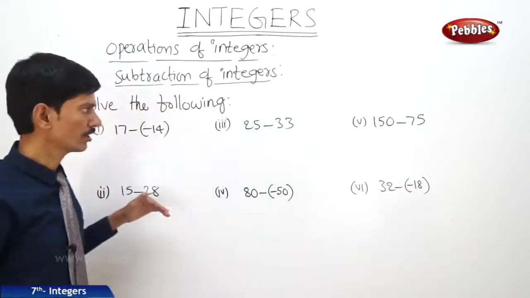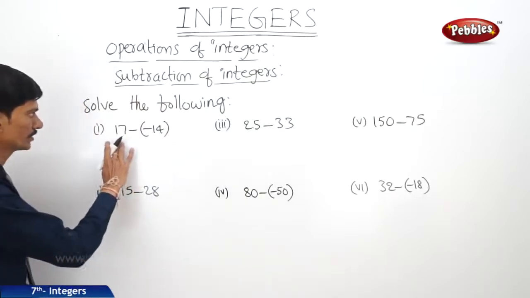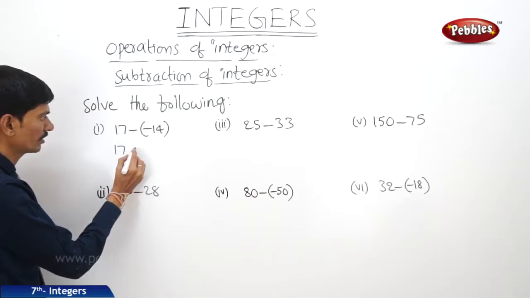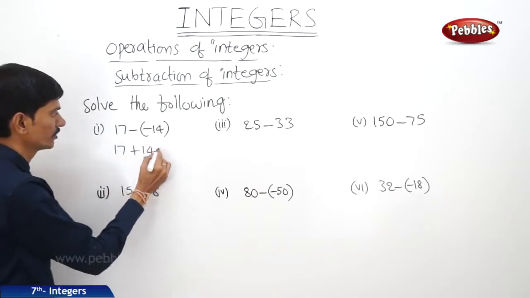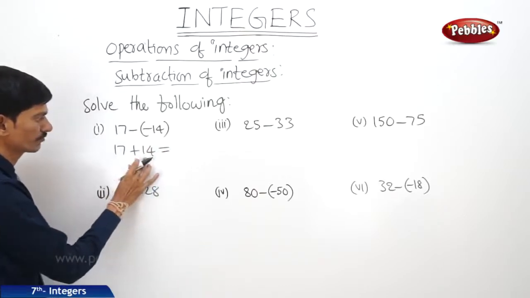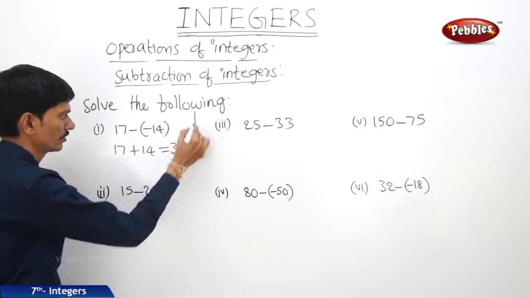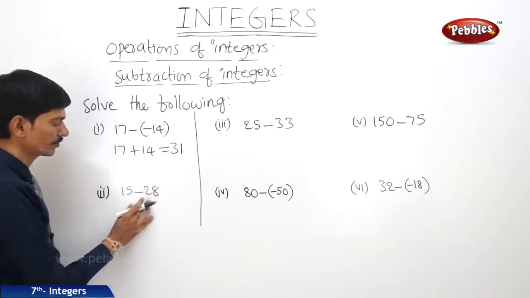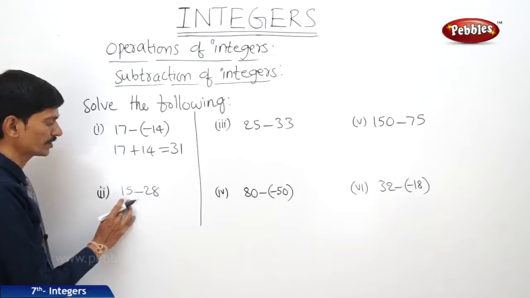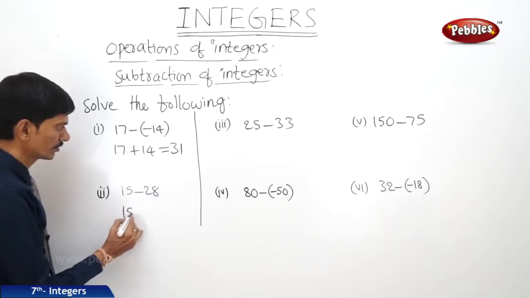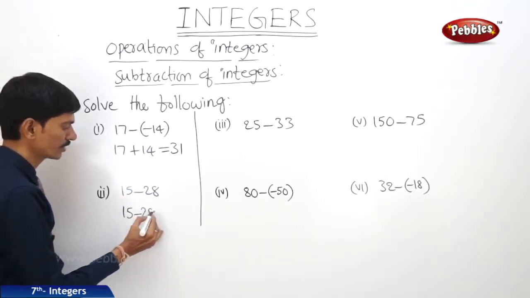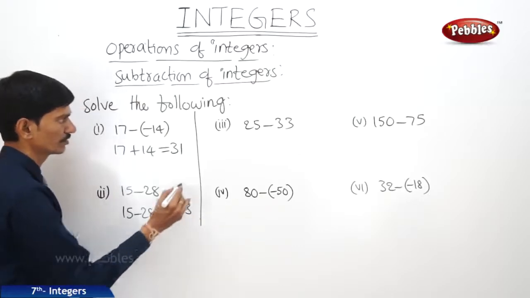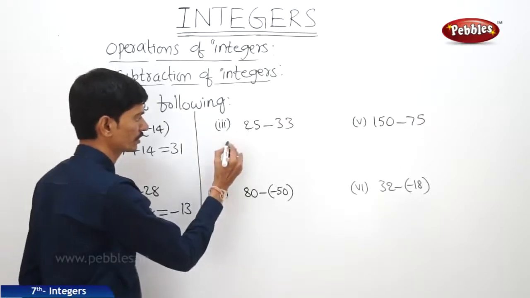Now let us solve the following subtractions. The first question, 17 minus of minus 14. So this 17, so minus of minus becomes plus 14. So this equals to 17 plus 14 is 31. And 15 minus 28. So let us subtract 15 from 28 first. Then 28 minus 15 is 13, and bigger number 28 has minus sign, so we write minus 13. The next question, 25 minus 33.